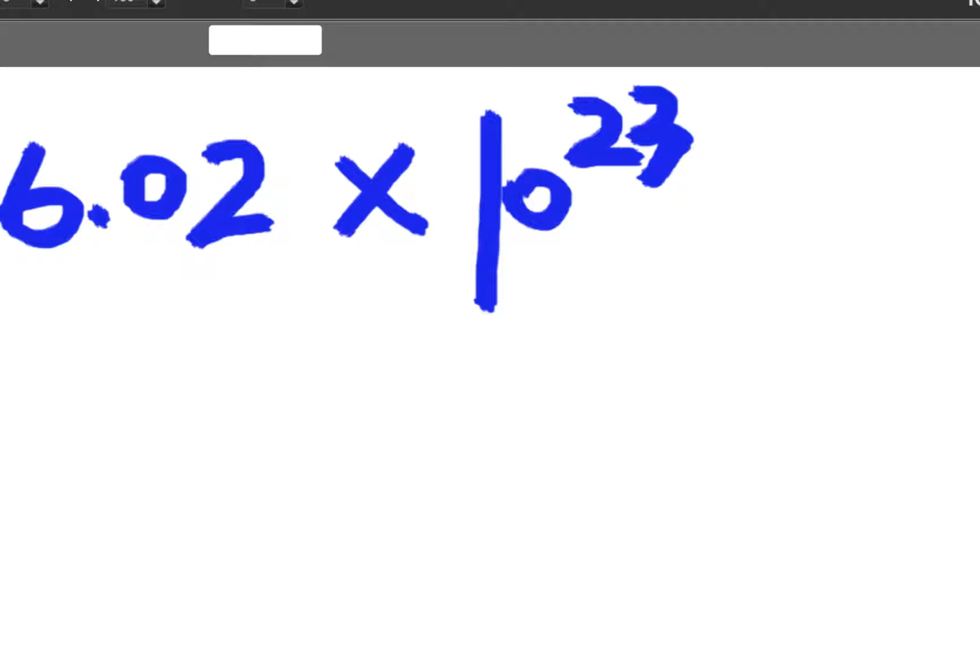6.02 times 10 to the power of 23. This is also called Avogadro's number. However, the unit is slightly different. For Avogadro's number, the unit is particles per mole, also written as mol^-1.